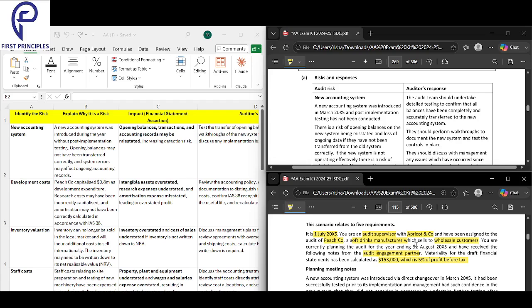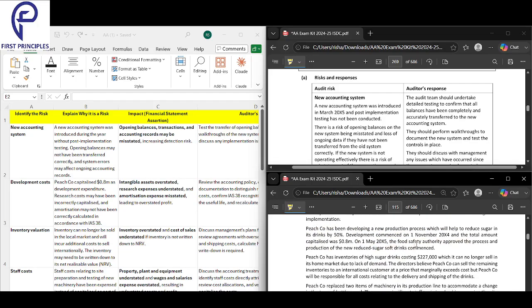So first of all, you are an audit supervisor. Of which company? Apricot Co. And you have got a client. What is the name of the client? Peach Co. What does it do? Soft drink manufacturer. Who does it sell to? Wholesale. Wholesale sells to retail, retail sells to customer. In that whole chain, you are looking into the manufacturer. Your audit team head is called the audit engagement partner. He has had a meeting with the main person there. They've not given the name. He had a meeting, and the following conversation happened, and now he's given us the notes of that conversation.